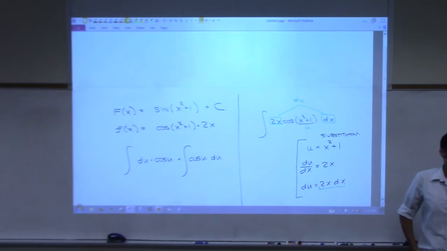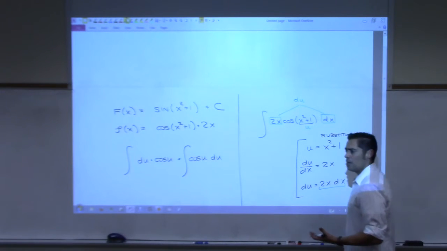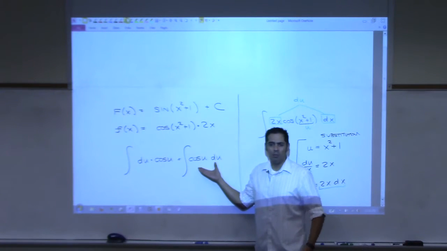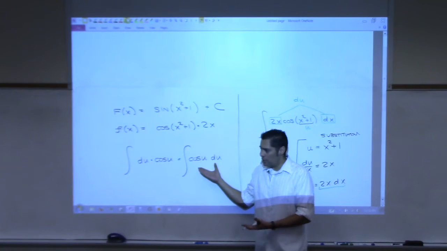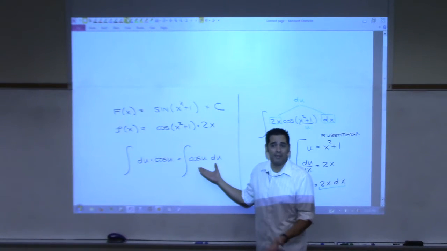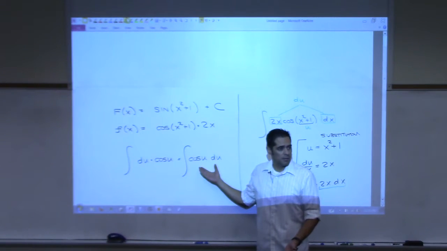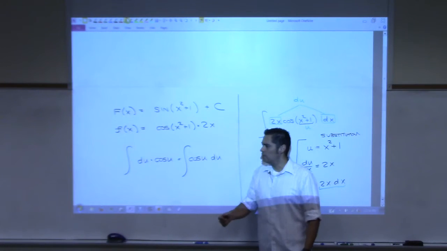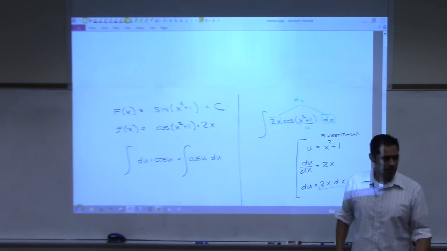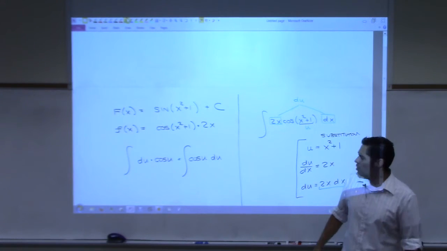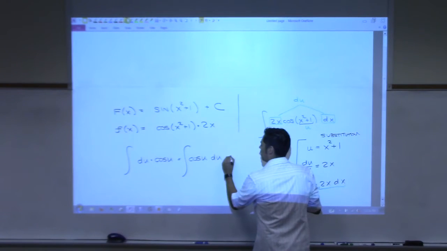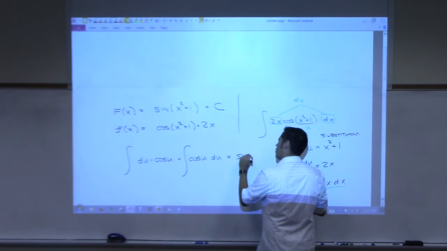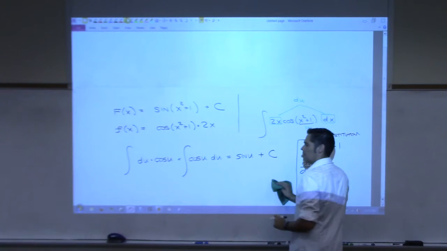What I've done is I've changed the variable from x to u. And that's a much cleaner integral, because what this is really asking you is, what's the antiderivative of cosine of u? What's the antiderivative of cosine of u? Sine of u, right? So the derivative of what is cosine u? Sine u. Yes? Do you all agree with that? So if I were just asking you to answer this question right here, you would say that this must be sine of u plus a constant.